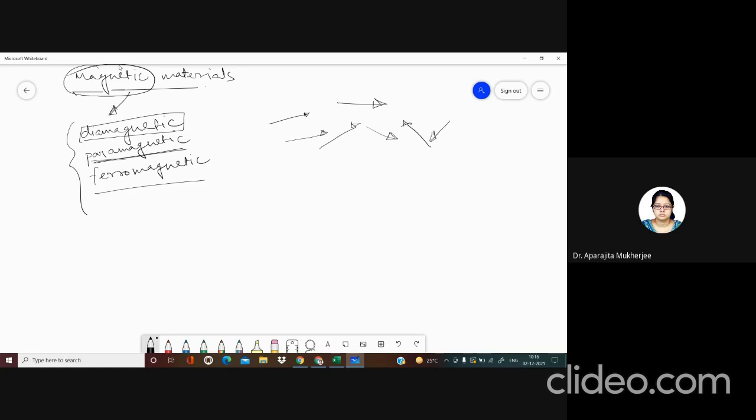Now, ferromagnetic material may be classified into two types. One is soft magnetic material, and another is hard magnetic material. Soft magnetic materials are those that are easily magnetized. Hard magnetic materials are those retaining their magnetism with great tenacity. I think you know this.